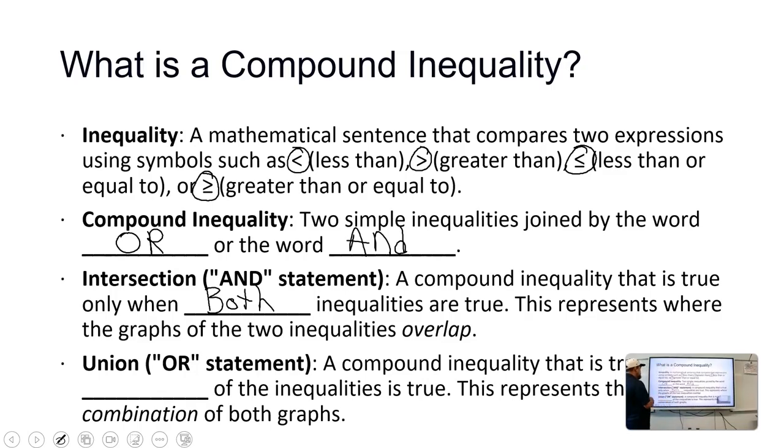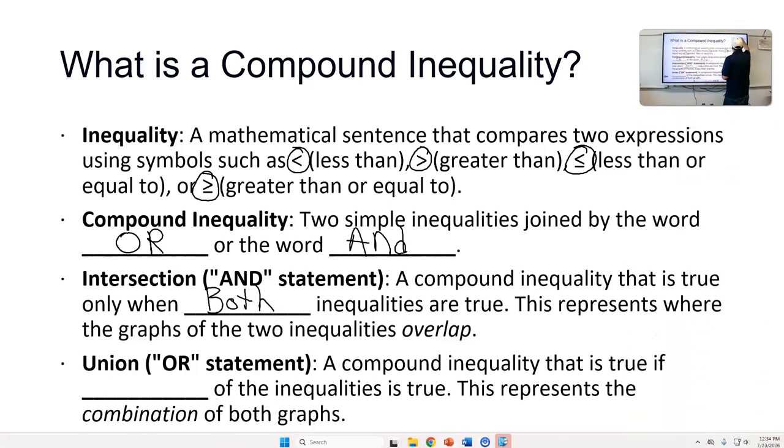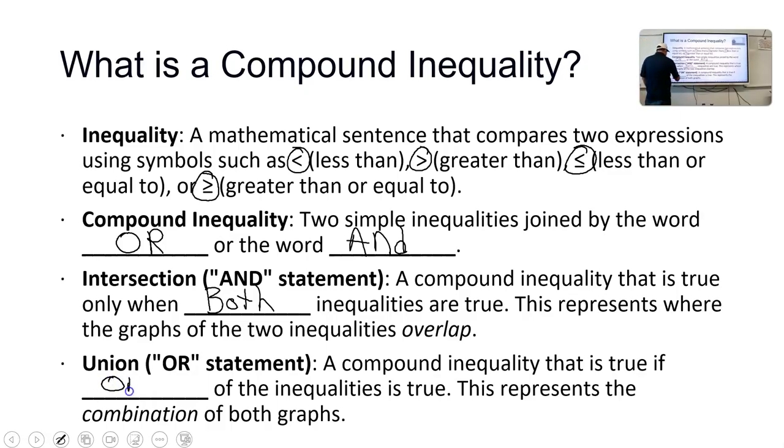Next, we have a union, which is an or statement. That is a compound inequality that is true if one of the inequalities is true. So they don't both have to be true, only one of them has to be true. This represents the combination of both graphs. We're putting both graphs on the same line, and only one of them has to be true in order for the entire statement to be true.